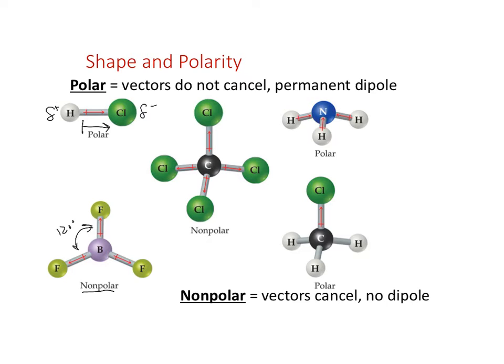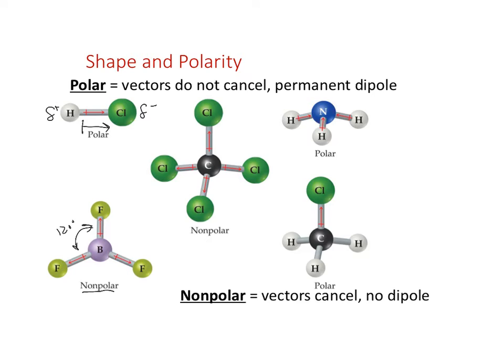We'd observe the same here for carbon tetrachloride. Tetrahedral geometry, 4 electron domains. I have a carbon-chlorine bond that is polar, but overall, the vectors will cancel out because they're equal magnitude and they're pulling in 4 different directions.